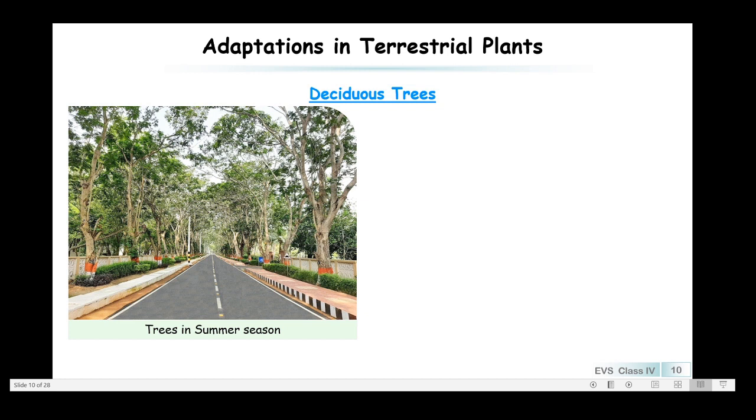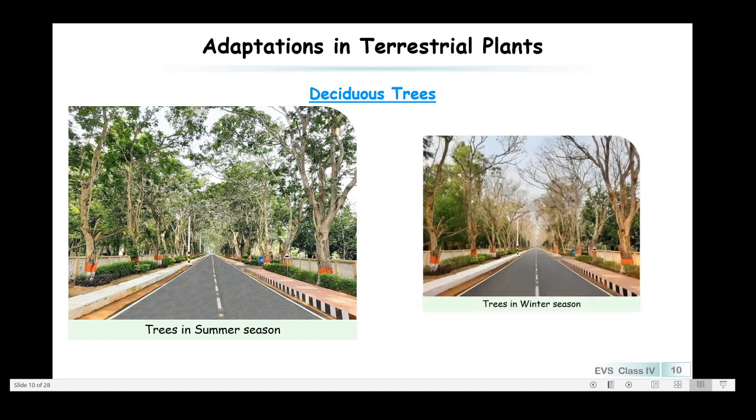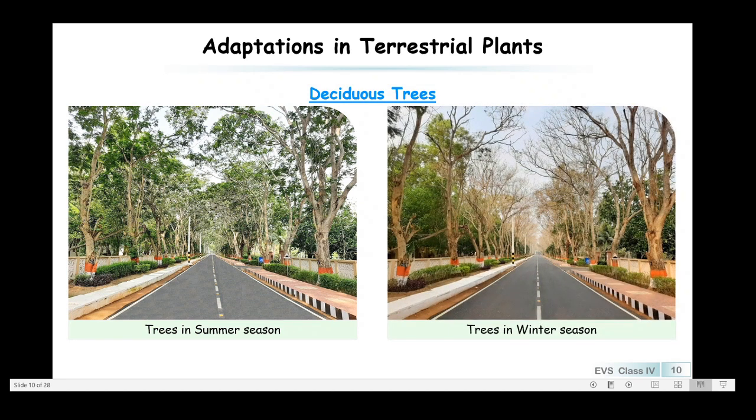This is a picture of deciduous trees. This is how they look in summer season and this is how they look in winter season, right? So your deciduous trees are sort of living calendars, because they keep a track of seasons. They show fresh green growth in spring, like nowadays you can see the fresh growth in plants.